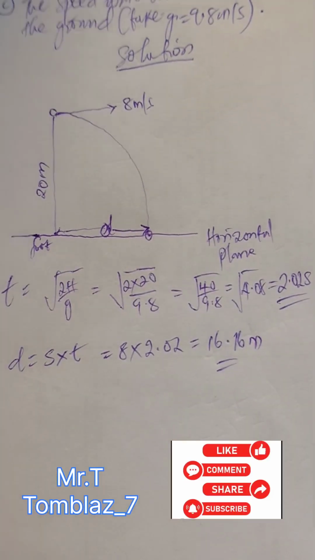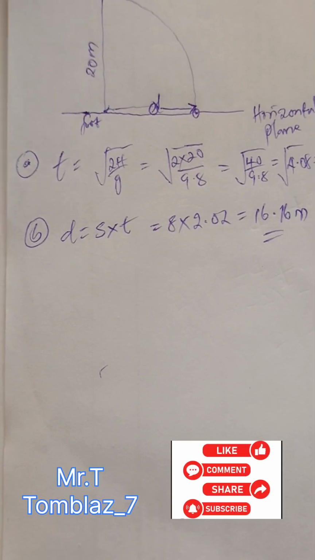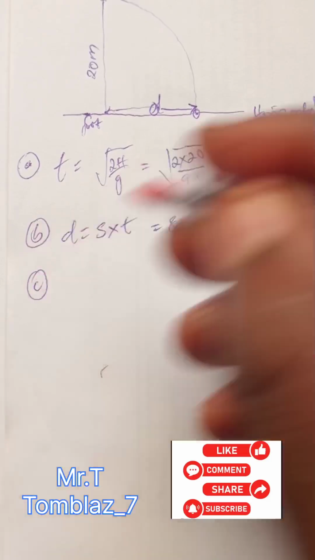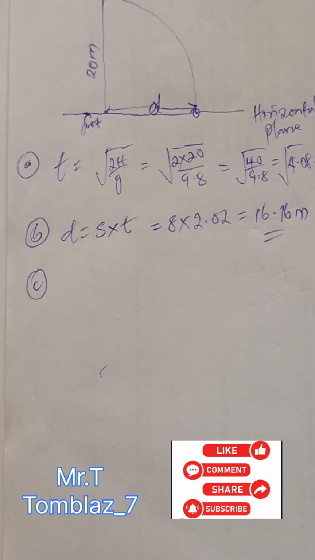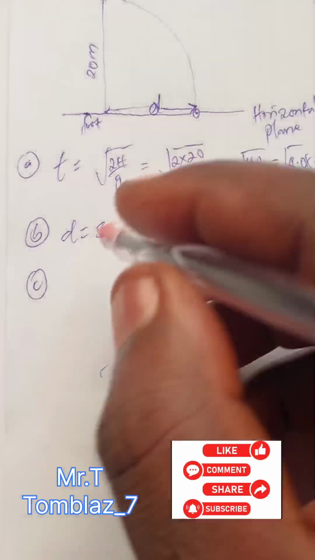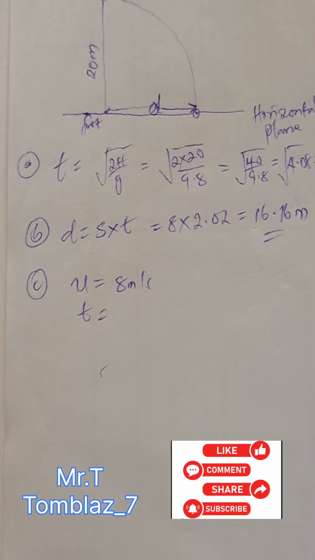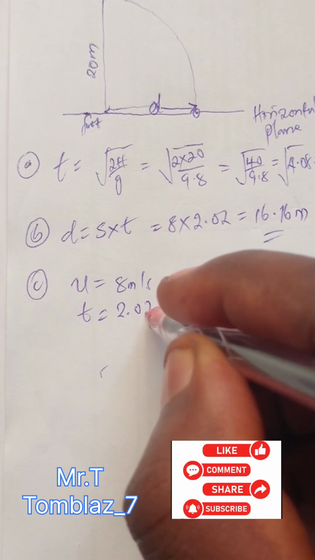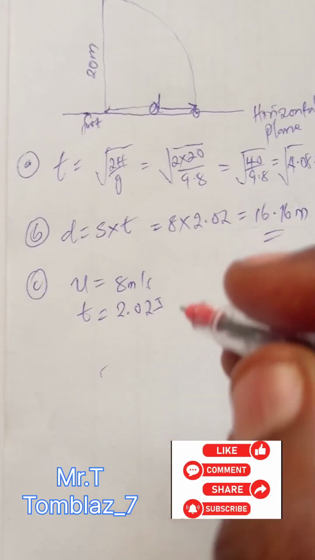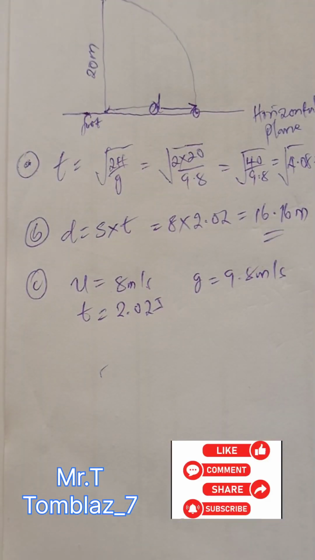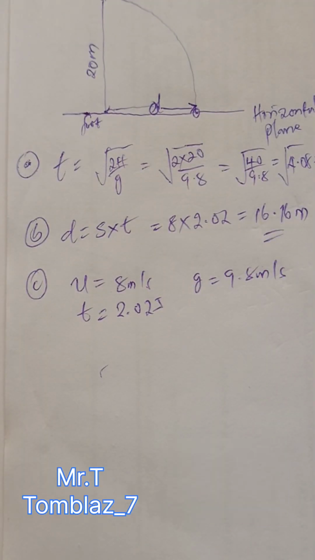Okay, the last but not the least, this is going to be C. We should calculate the speed with which it strikes the ground. Now, if you observe the values that we have gotten so far, let's bring out the data we have. We have u is 8 meters per second. We have time to be 2.02 seconds. We have acceleration due to gravity is 9.8 meters per second squared, and the body is falling from a height, that is, falling under gravity, not against gravity.